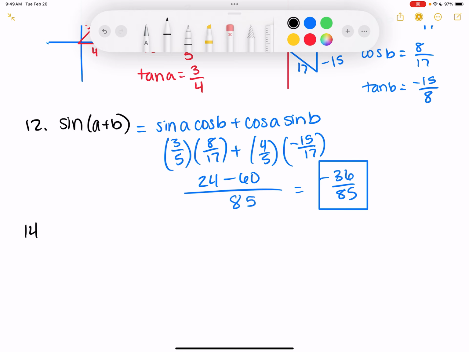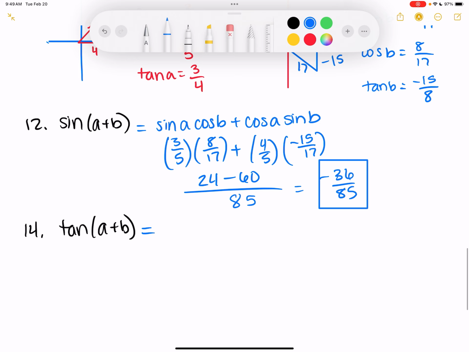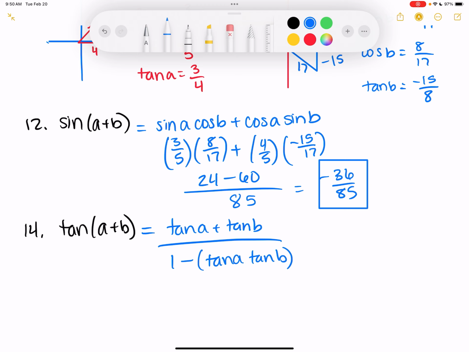14, tangent of A plus B. What's the formula for this one? Tangent A plus tangent B over 1 minus tangent A times tangent B. No plus, just times. I'm going to tell you, these tangent ones are not going to be as bad as the other ones, because the other ones are pretty much always going to end up with square roots in them, which means you have to deal with all the rationalizing stuff. But these ones don't have that, so it'll be a little better.